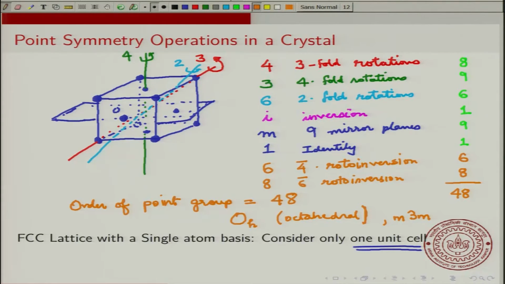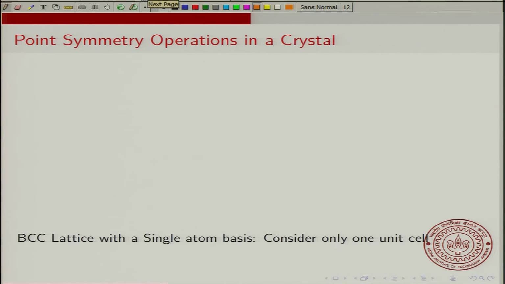Now, next we can ask the question. Keep in mind that we just looked at one unit cell, and whatever operations we did, all these atoms were mapped onto each other. So the cube remained as it was. You never considered an operation where one atom from one unit cell was mapped to an atom from a neighboring unit cell. Now, what about a BCC lattice with a single atom basis? Again you will consider only one unit cell, a BCC unit cell. So you have all the atoms at the corners of a cube.